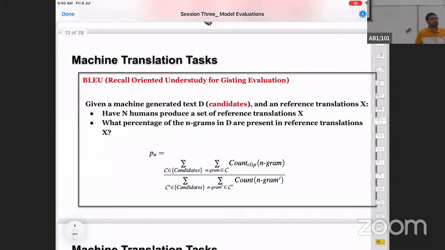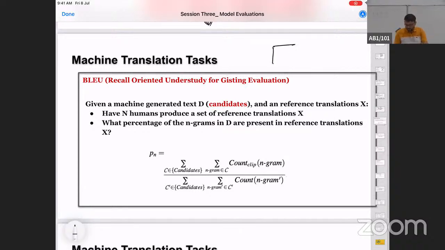Okay, so let us talk about another task. Does this belong to NLU or NLG? NLG, right? We are generating text. We are creating these translations. Exactly the same idea: for a source text, we are generating translations.